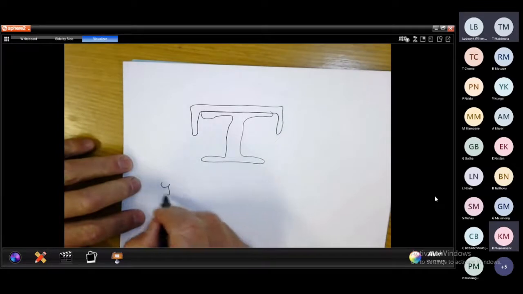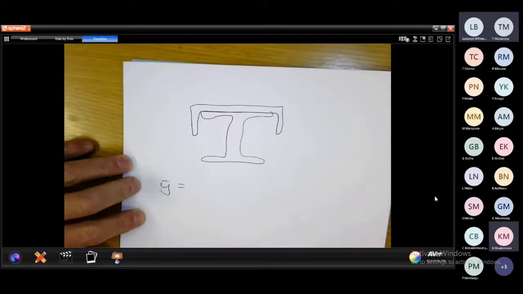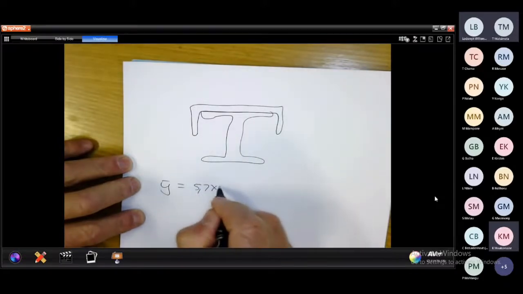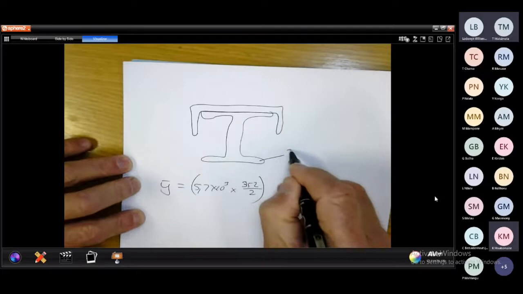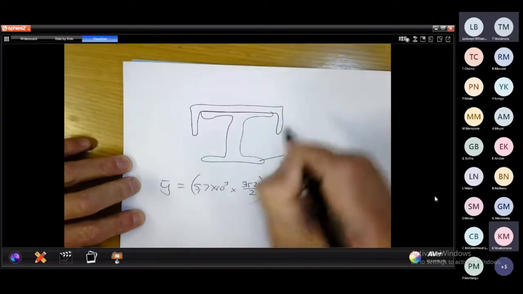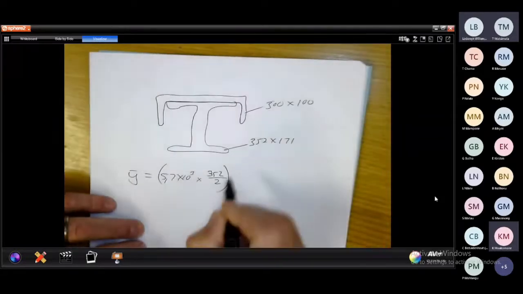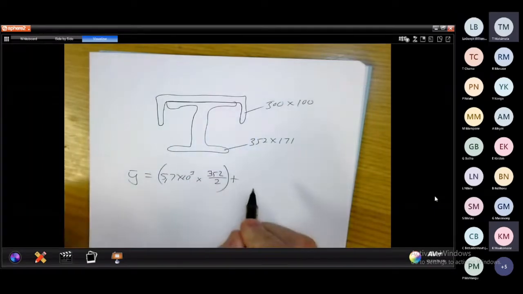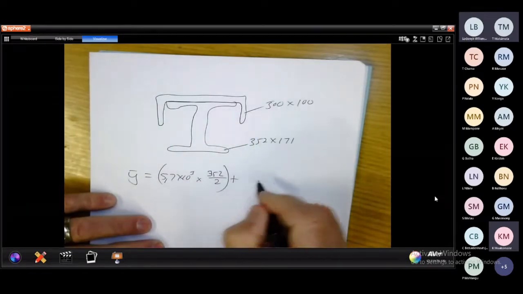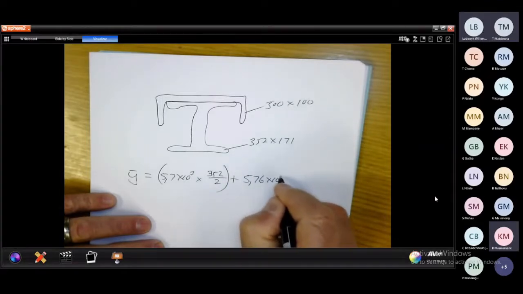If we're going back to I_y, for this one, it will be 100% the same. 5.7 times 10 to the power 3 times 352 over 2. All right, because that one is again 352 times 171, and that one is again 300 by 100. All right, okay. Plus, now for this one, it stays the same. It stays the same. 5.76 times 10 to the power 3.